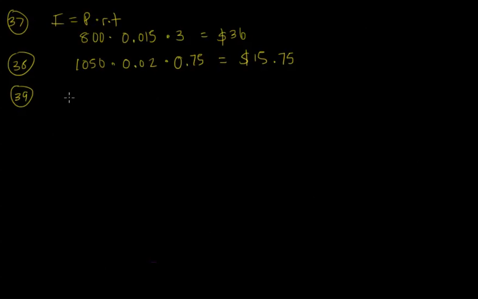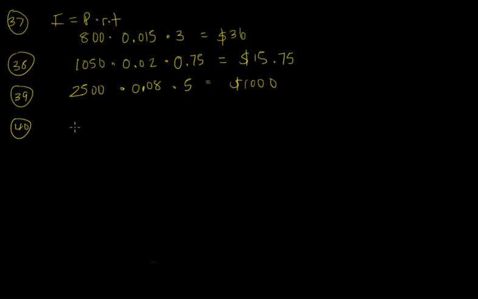39. $2,500 is deposited. That's the principal for an 8% interest rate, 0.08, for 5 years. Multiply it out, you get $1,000 after 5 years. Sweet. Number 40. I only have 4 more problems.